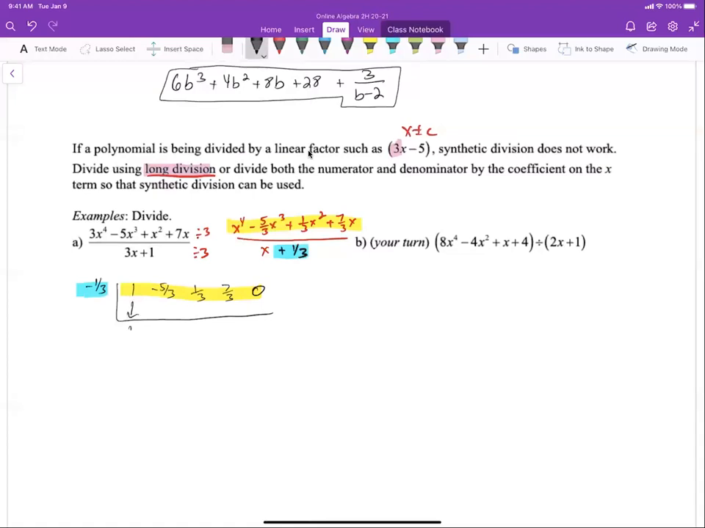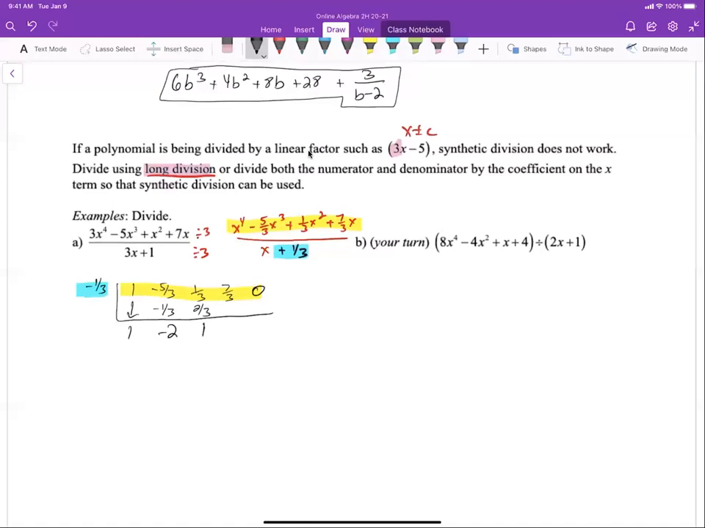I bring down my 1, I multiply by negative 1/3, I get negative 1/3. I add the 2 together, negative 5/3 plus a negative 1/3 gives me a negative 6/3. That is the same as negative 2. I then multiply negative 2 by negative 1/3. That gives me a positive 2/3. Add a third plus a positive 2/3 gives me a positive 1.